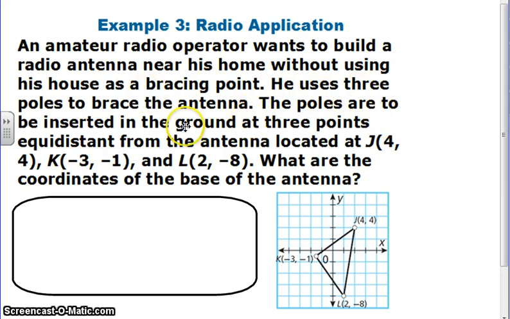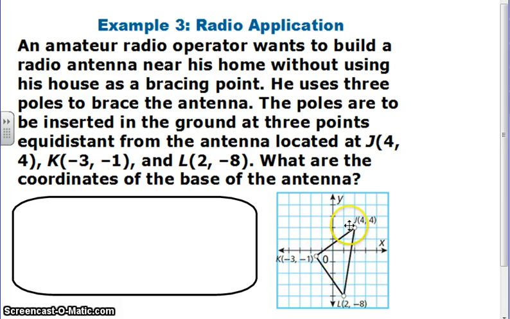The poles are to be inserted in the ground at 3 points, equidistant from the antenna. These poles are located at these 3 points. 4, 4 is pole J, -3, -1 is pole K, and 2, -8 is pole L. So what are the coordinates of the base of the antenna? So the key point here is that each of these poles is equidistant from the antenna. So it's somewhere equidistant from these 3 points.